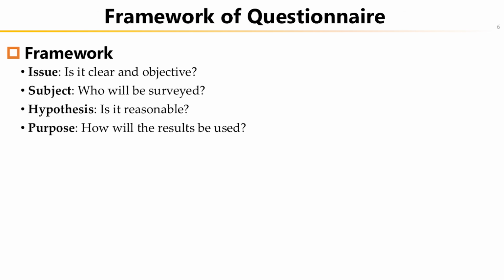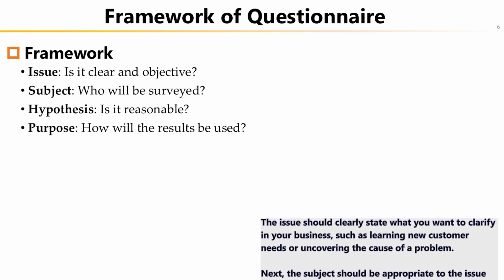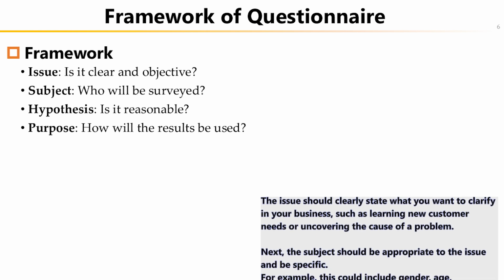This page shows a framework of questionnaire. A framework generally consists of the following items: issue. Is it clear and objective? Subject. Who will be surveyed? Hypothesis. Is it reasonable? Purpose. How will the results be used? The issue should clearly state what you want to clarify in your business, such as learning new customer needs or uncovering the cause of a problem.